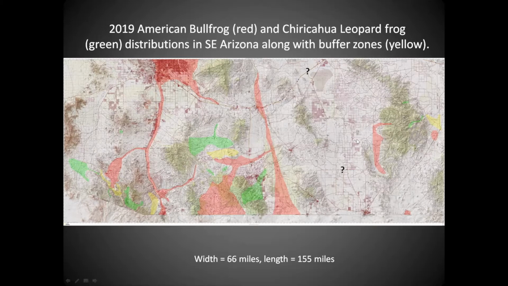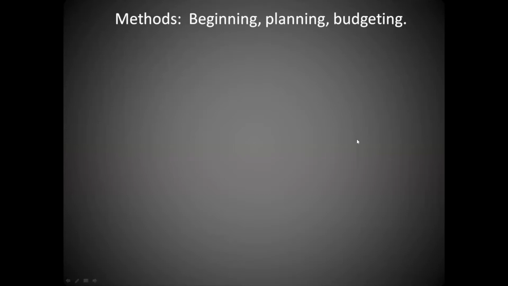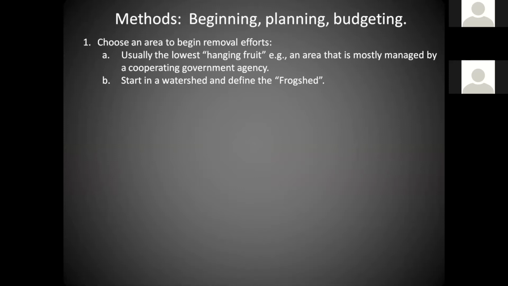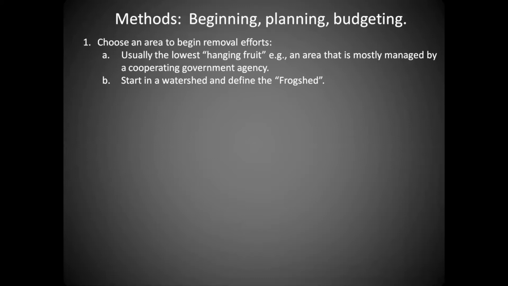If you have any more questions, I'll be glad to answer them, but I'm going to move on to how I begin, how I plan, and how I budget for a removal project. So first is choose an area to begin the removal efforts. And this usually means the lowest hanging fruit. That means mostly Forest Service land, BLM land, US Fish and Wildlife land, something that you can have complete or partial control over, just to minimize the amount of private land you have to deal with.